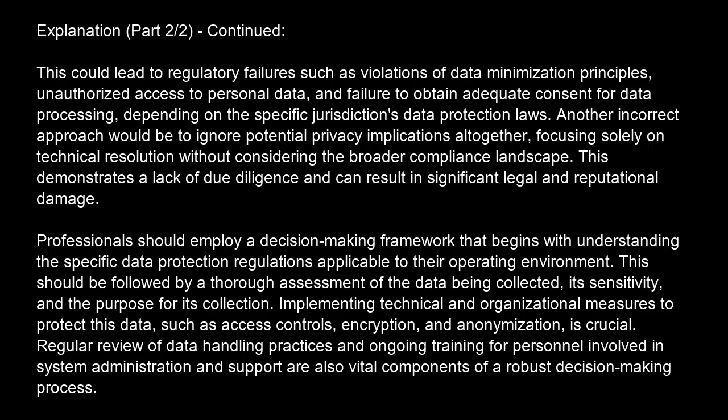Implementing technical and organizational measures to protect this data, such as access controls, encryption, and anonymization, is crucial. Regular review of data handling practices and ongoing training for personnel involved in system administration and support are also vital components of a robust decision-making process.